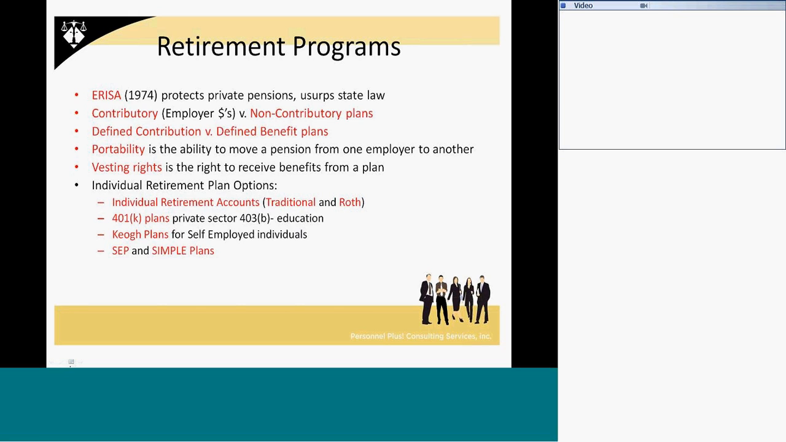With a defined contribution plan, you don't have those issues. They simply say, we'll put $100 into your plan. Whatever it's worth when you retire is whatever it's worth. And that's what probably 90% of employers do now, is defined contribution.